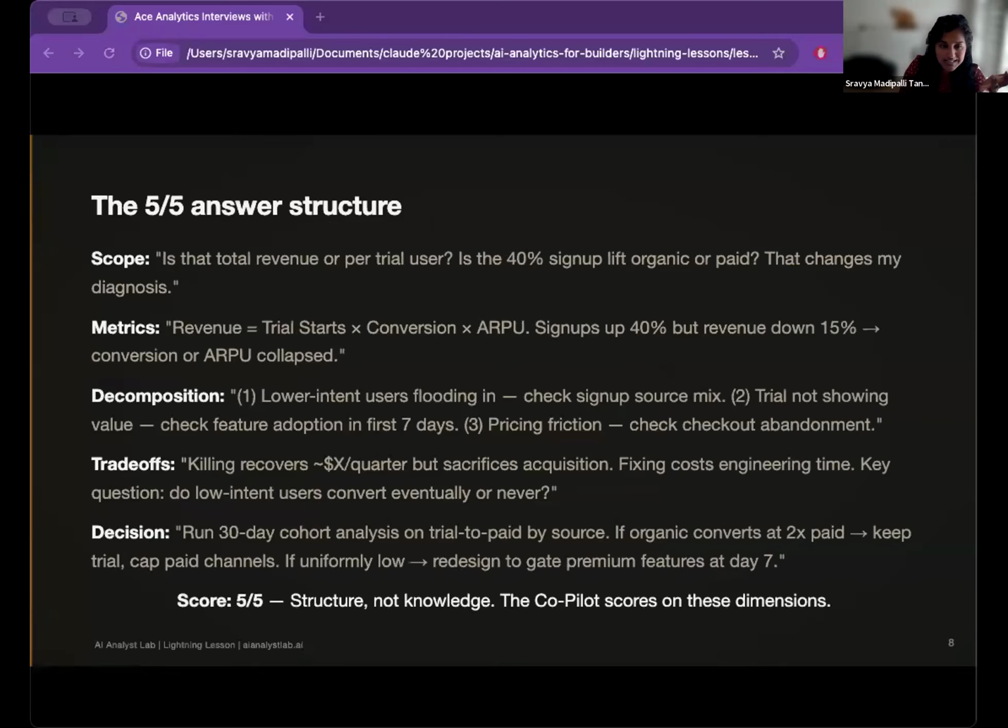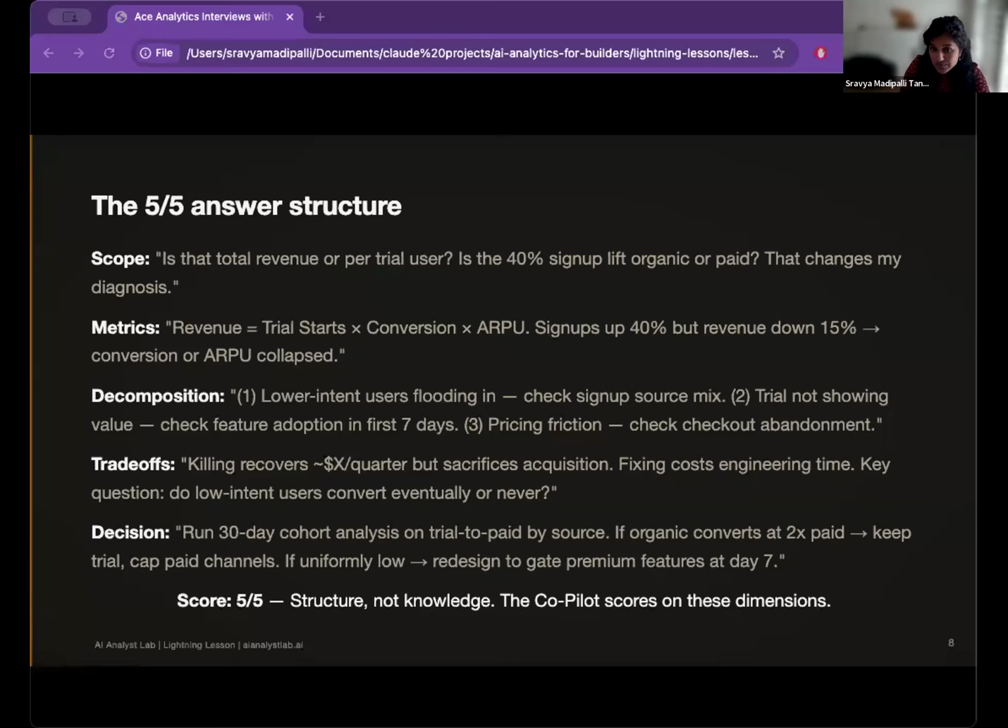For example, let's look at a 5x5 answer structure. So understanding the scope, is it the total revenue, or per trial revenue, total revenue, or per trial user? Like, what is this, right? Understanding more, clarifying more. And then understanding what the 40% sign up lift is from. Is it organic or paid? Because each of them would lead to an entirely different set of hypotheses. And you basically want to know all the details about what the question is about before you dive into any of the next layers of the interview. Okay.